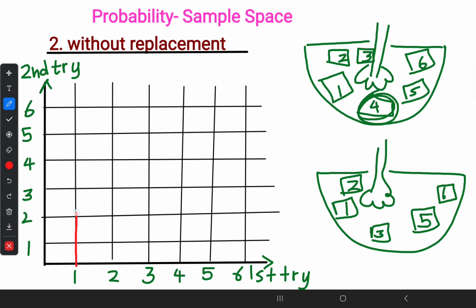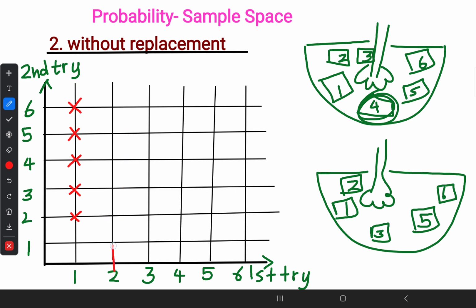Think about it. First you have taken number 1 out and in the second try you are taking number 2 out. There is a possibility because both are different numbers. No? You selected number 1. Again you selected number 3. Yes, there is a possibility you have an event like this. This is also a possible one. This is also a possible event. In the first try you have selected number 1. Keep it with you. In your second try you might select number 6. There is a possibility.